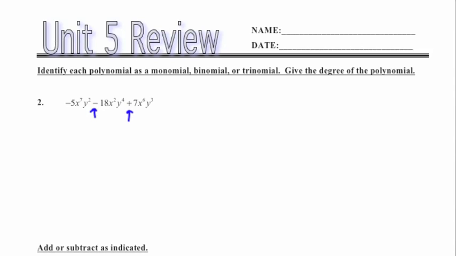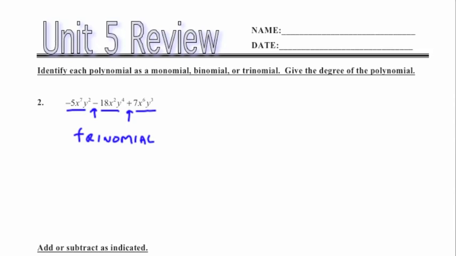So it looks like I have 3 terms then in this polynomial. First term, second term, and third term. So with 3 terms I would say that this is a trinomial. Okay. Next thing I have to do is give the degree of the polynomial.